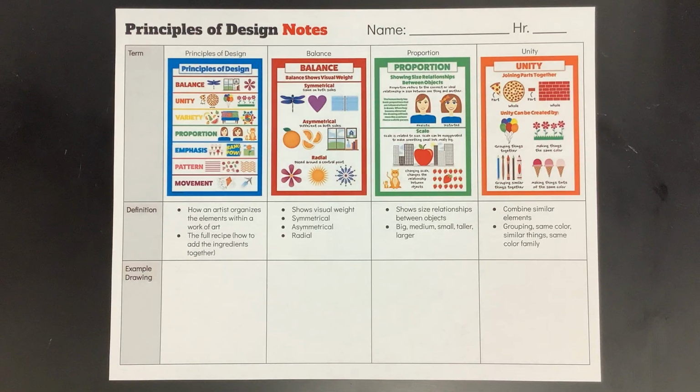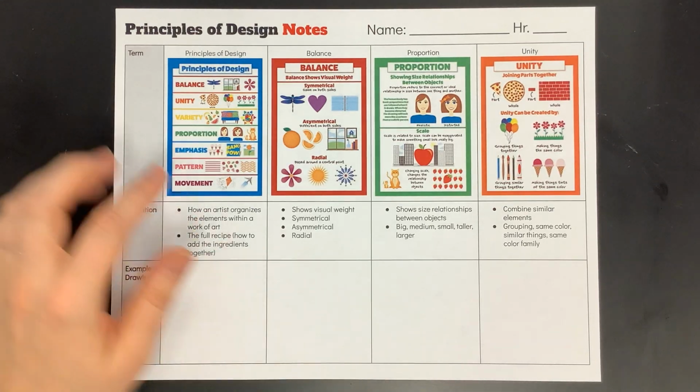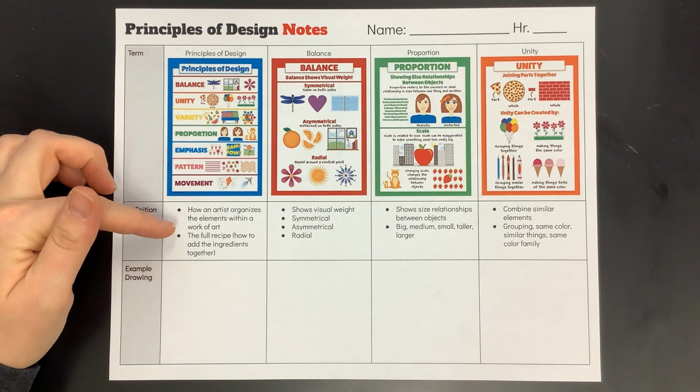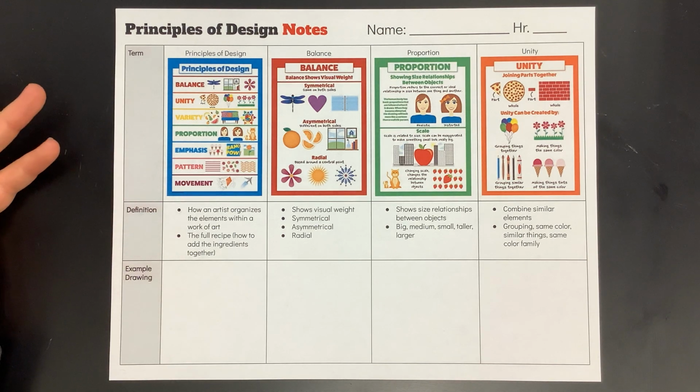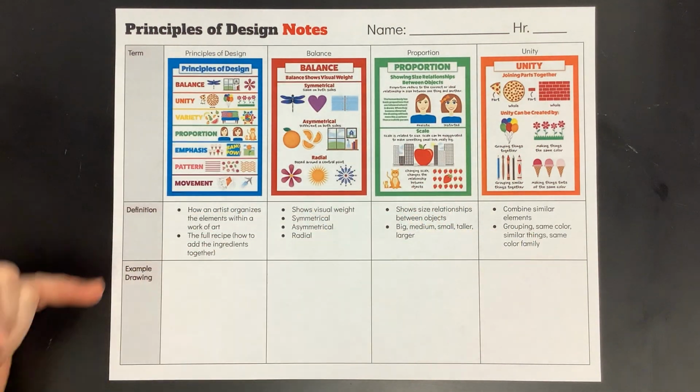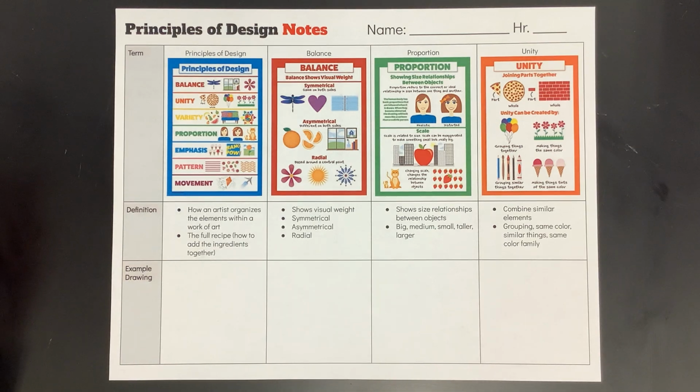All right, so today we're learning about our principles of design. Our principles of design are essentially how an artist organizes the elements within a work of art. So just like our elements notes, we've got our term going across the first row, our definition on the second row, and our third row is our example drawings.